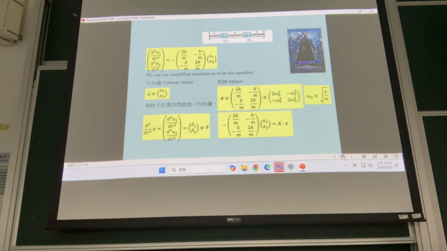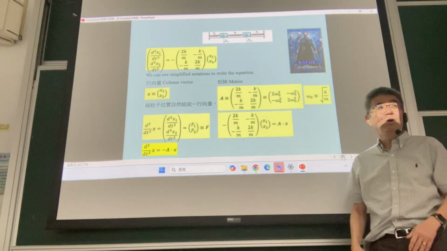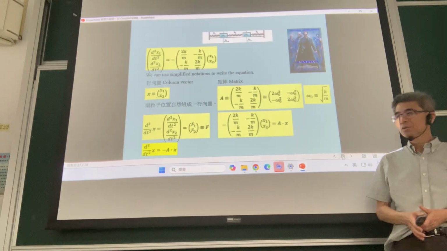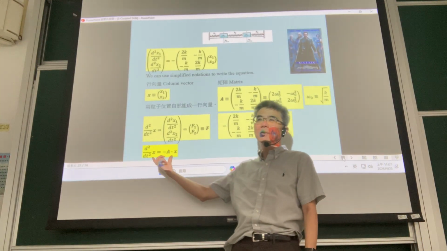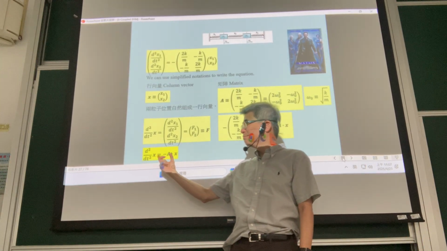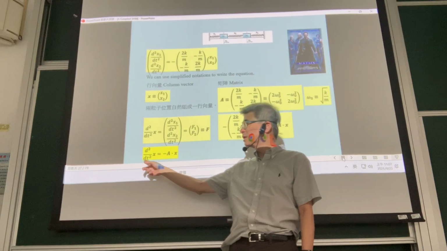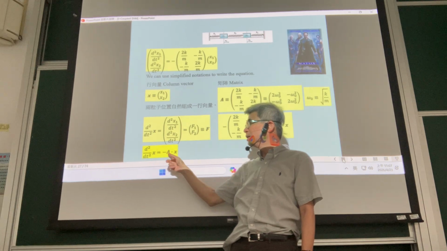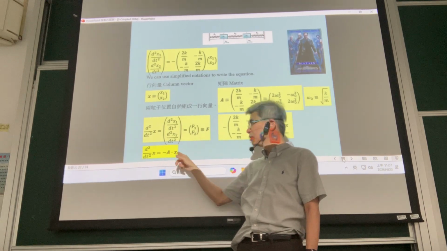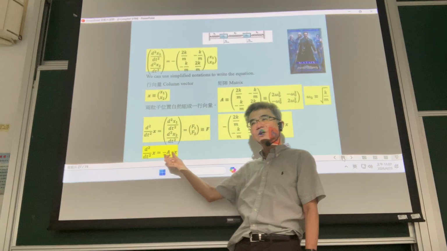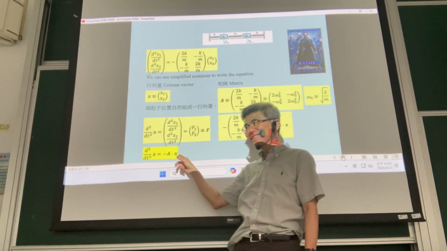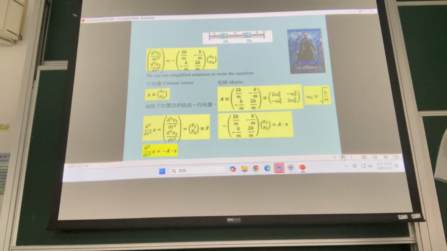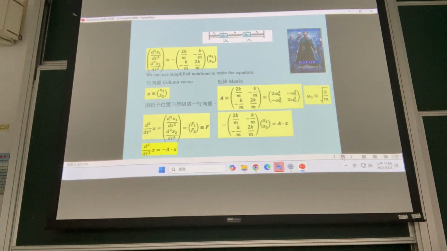So ladies and gentlemen, all the system of ordinary ODEs could be written in so compact a notation. Bold x taking second derivative is actually equal to minus A matrix times x column vector. So how cute is it? It's so cute. This is called matrix notation.